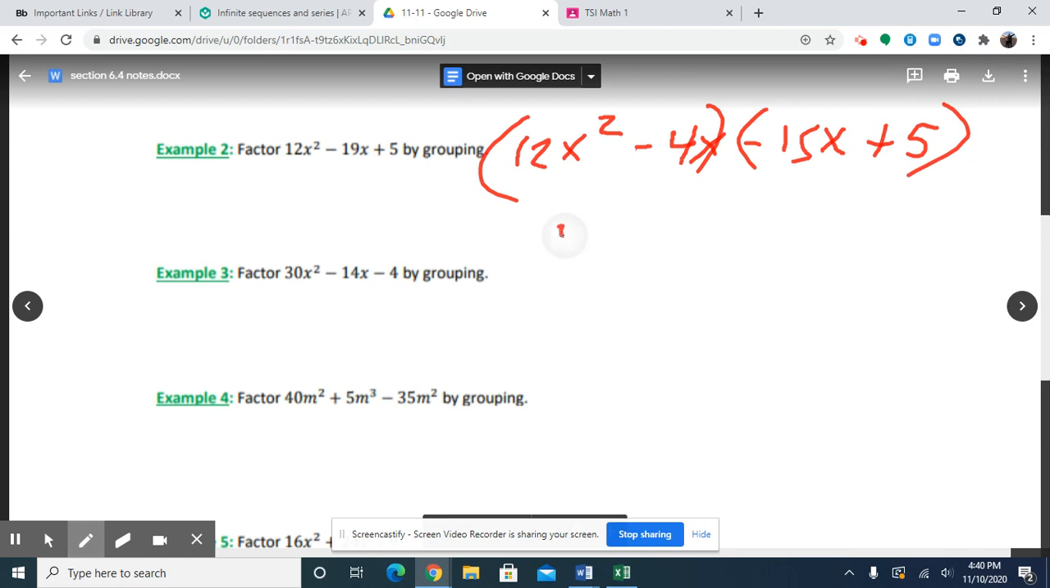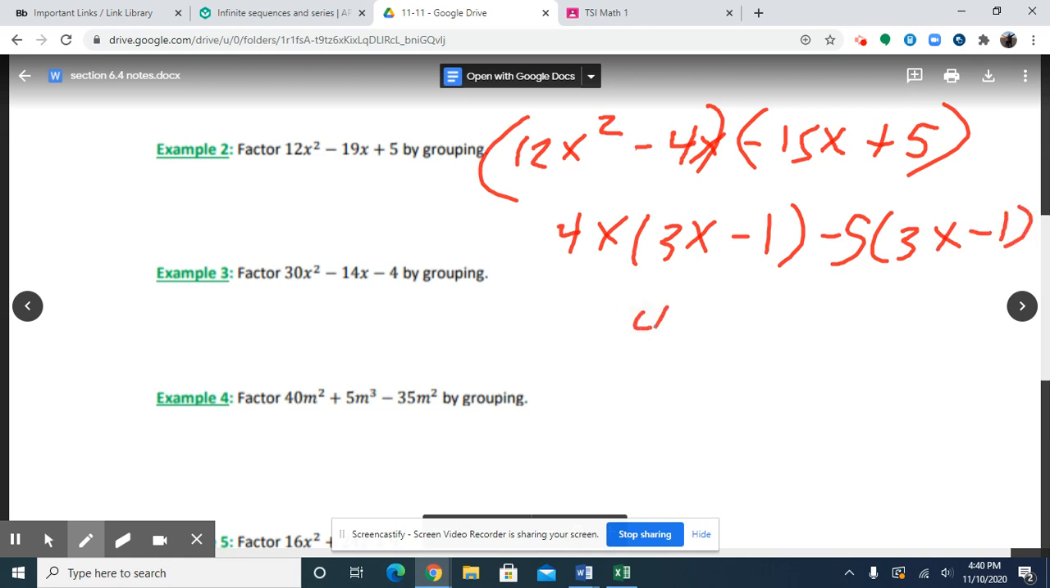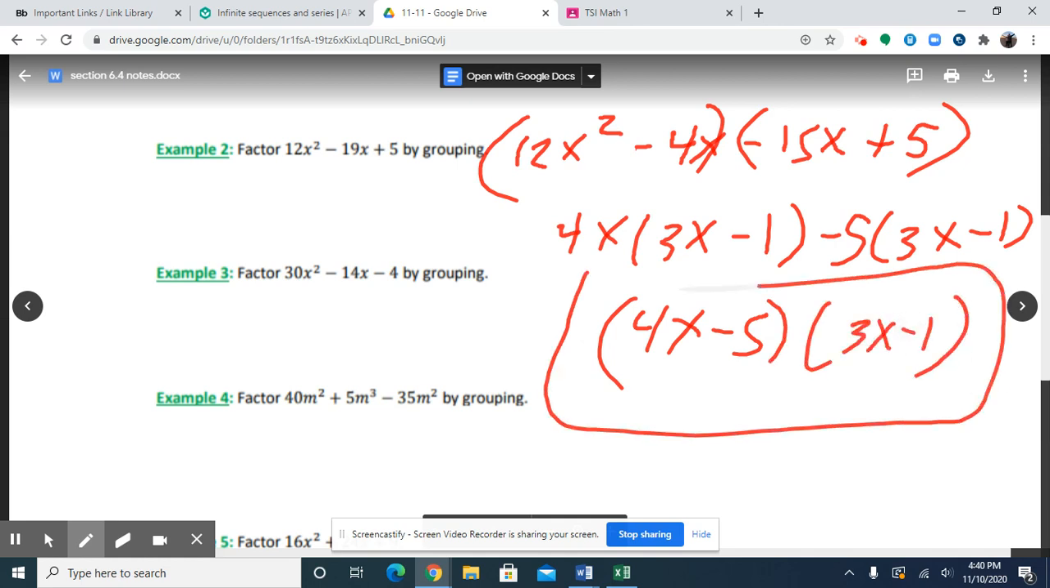So on this first one, we can factor out 4x. We'd be left with 3x minus 1. And then the other one, we can factor out negative 5, which would leave us with a 3x minus 1. So 4x minus 5 and 3x minus 1 will be our answer.